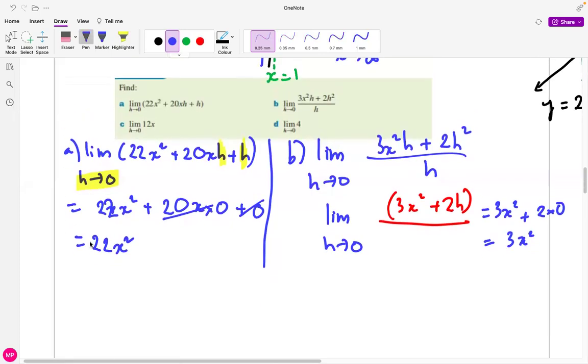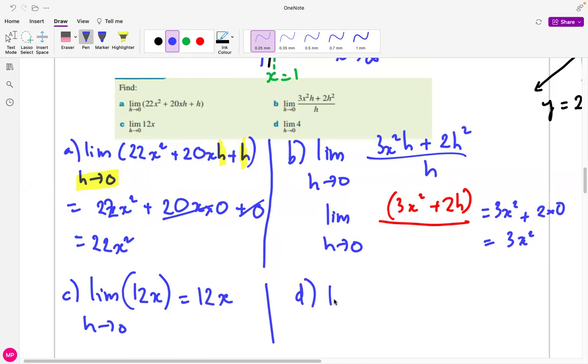Question C, the limit as h approaches 0 of 2x. Here you can see h approaches 0, but there's no h in the equation, so you leave it as 2x. And the same thing for question D, the limit of 4 as h approaches 0. There's no h in here, so it's just 4.